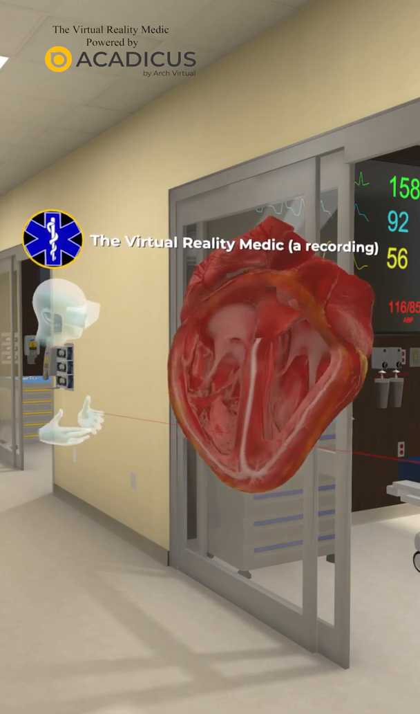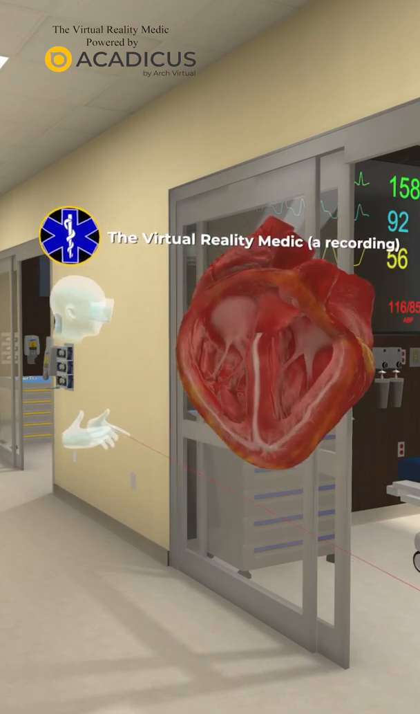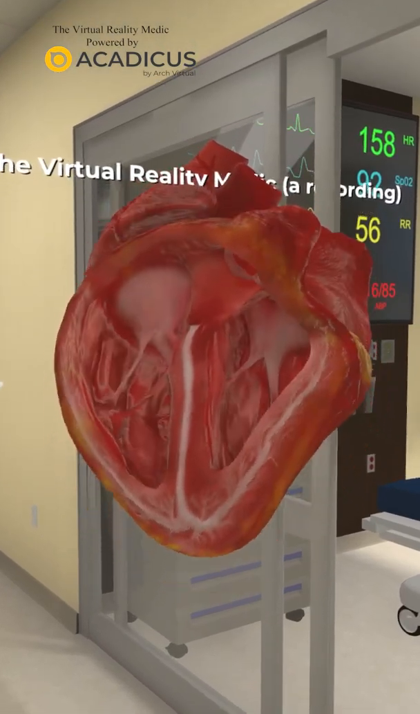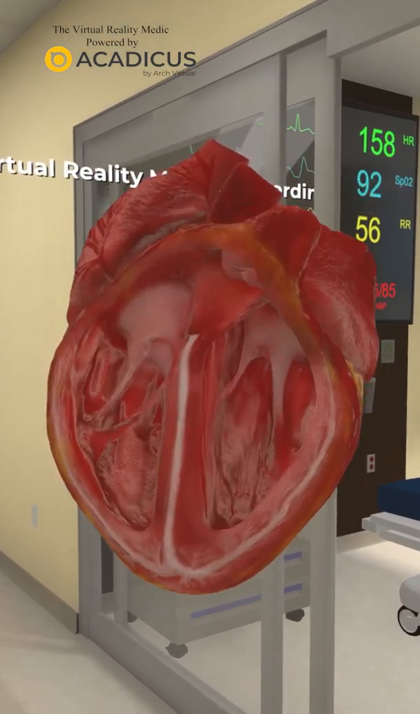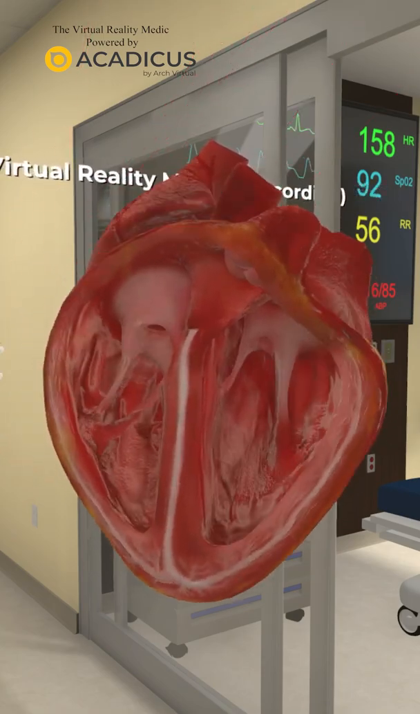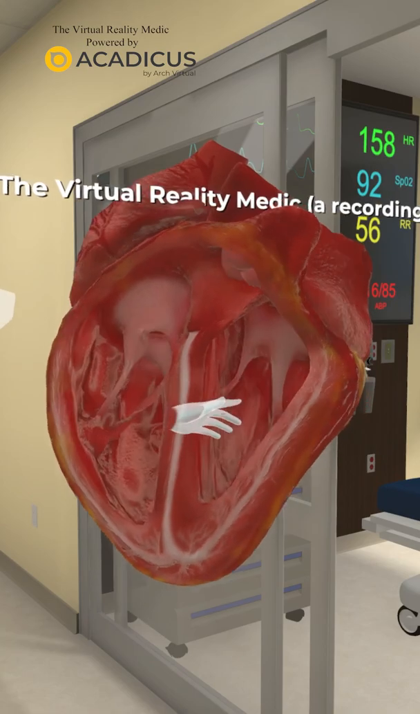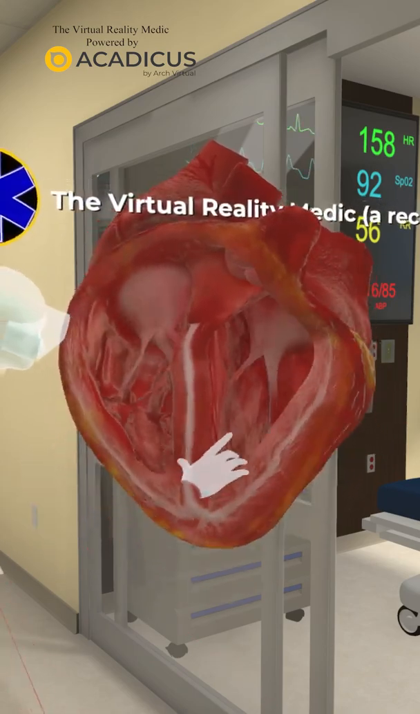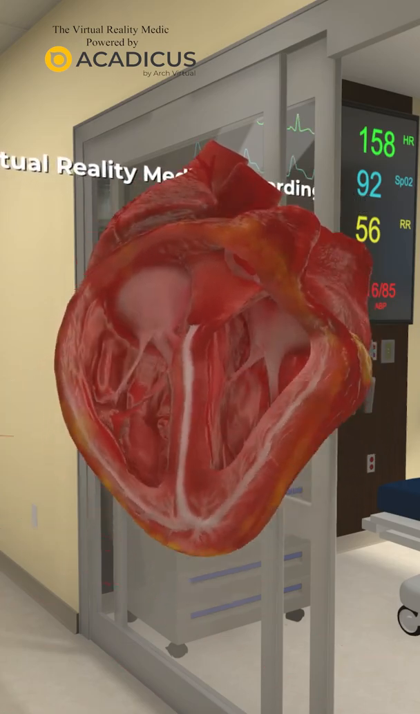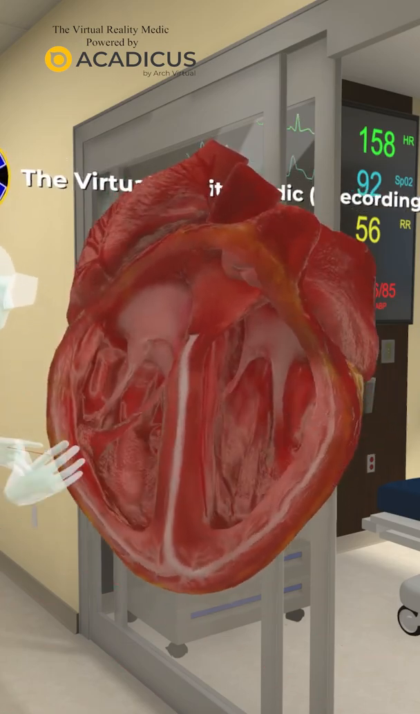So looking at the heart here, I want to orient you to what we're looking at. Remember, when we're looking at something, the right side is the patient's right or the mannequin's right, and the left side is the patient's left or the mannequin's left. So in this case, the left side of the heart is over here. This is the left ventricle. This is the right ventricle, okay? So right ventricle, left ventricle.